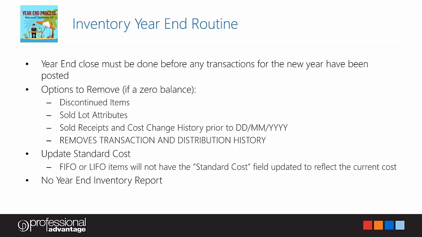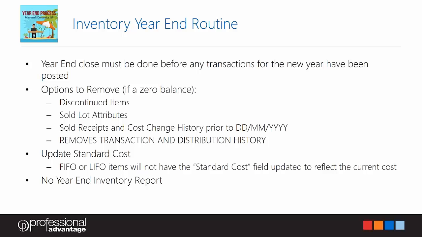So in the inventory year-end window, you will find the ability to remove certain information, and these are any discontinued items from the item records that have been completely sold, any lot attributes from the record of lot numbers if they have been sold. It also allows you to remove purchase receipts for items and cost change history, which removes the transaction and distribution history.